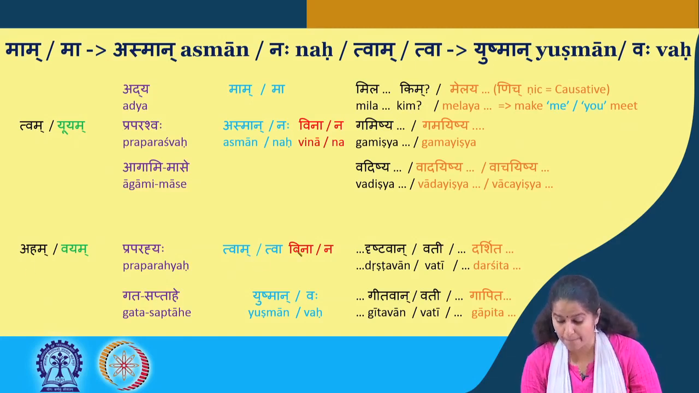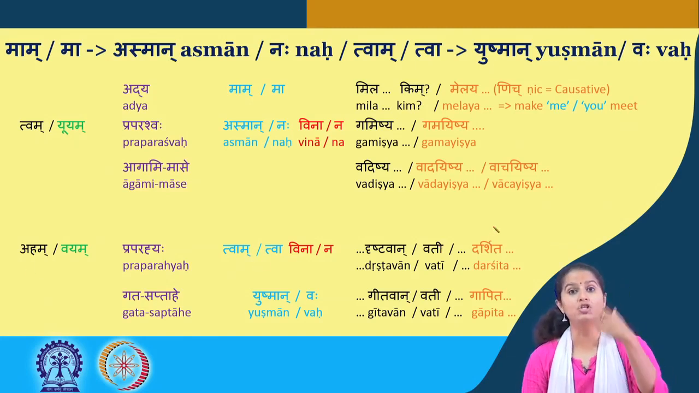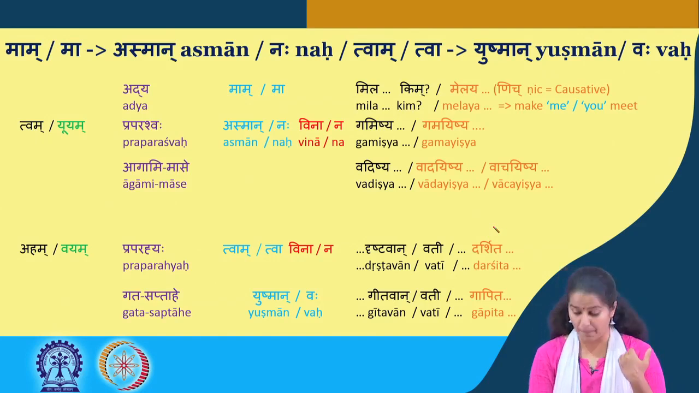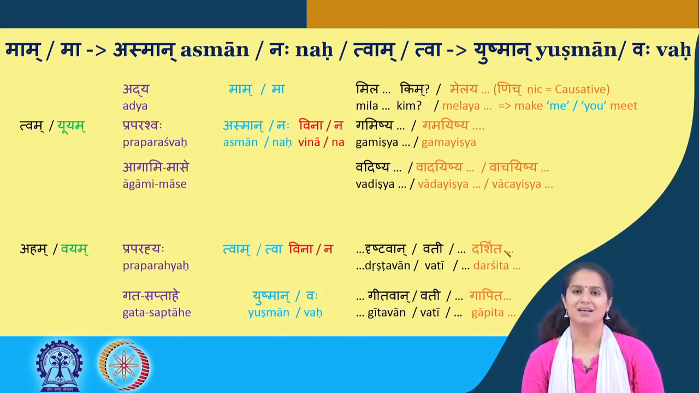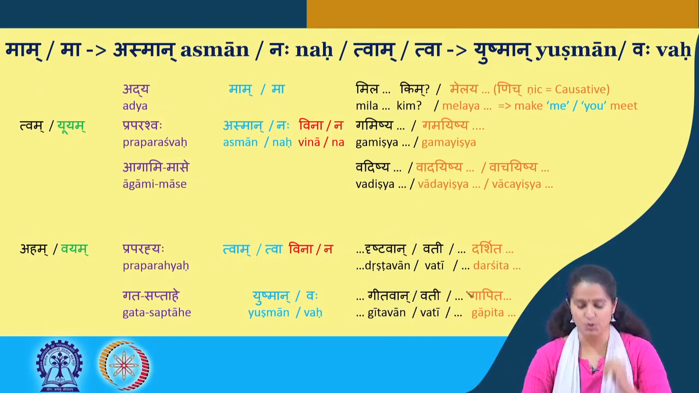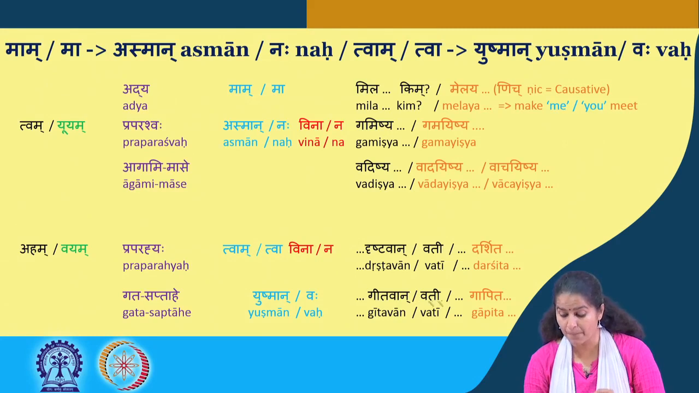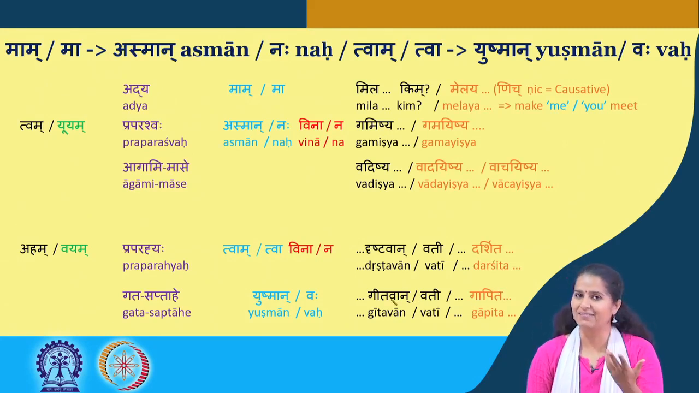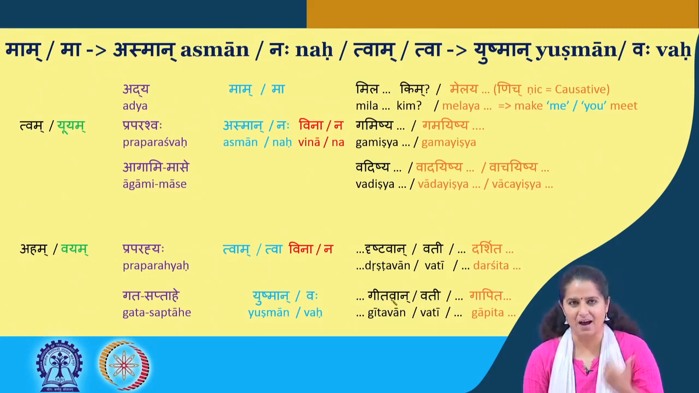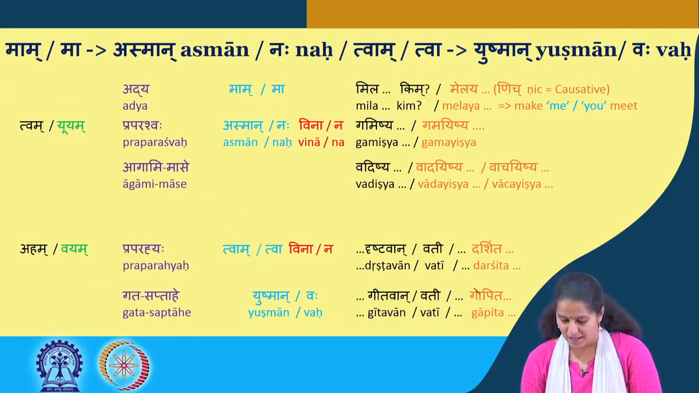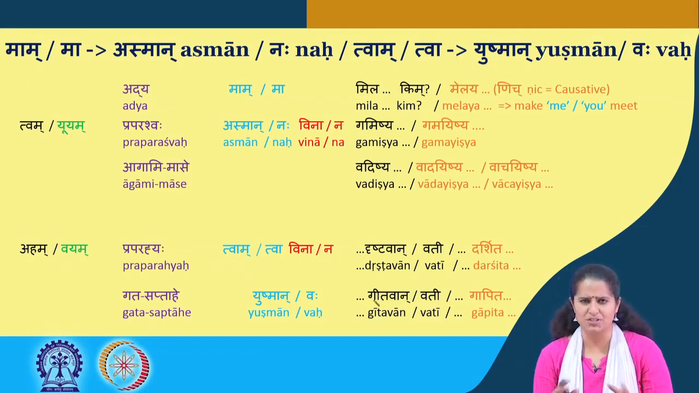aham tvam darshitavan, I showed you, in the past tense of course, and then I showed all of you. Aham yushman darshitavan. Alright, and then we have gapitavan, I made you sing. Aham tvam gapitavan. Gitavan means I sang. Aham gitam gitavan or gapitavan. In this one, it's not so easy to say aham tvam gitavan. It means I sang you, which is a bit awkward.